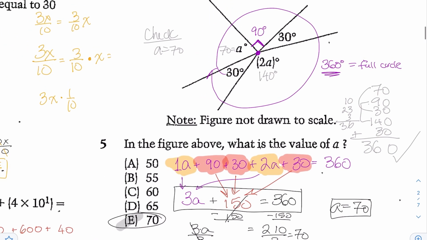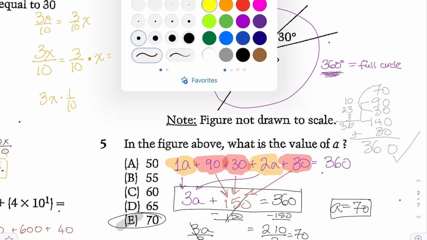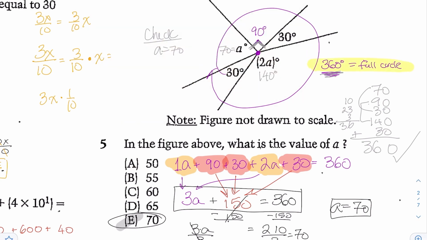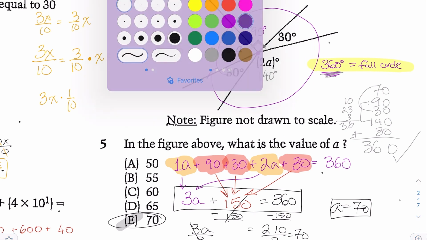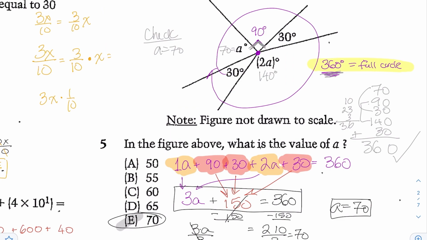So for question number 5, you have to realize this was a 90-degree right angle. That's what that symbol means, that little box. And then just substitute the sum into the full circle being 360 degrees. That was the key fact here that you have to use. So full circle, 360 degrees. And then just solve the equation using inverse operations.